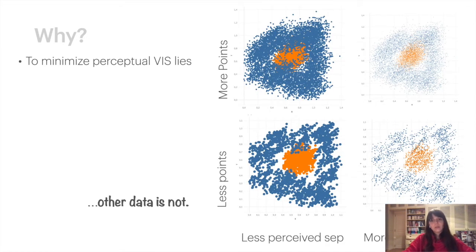However, in other examples, the data is more ambiguous. So in these 4 scatter plots, you again have different sample points and different marker sizes. However, in some of them, there's more perceived separability, and in some of them, there's less perceived separability, even though the data is the same. And we want to optimize, to create the optimal scatter plot here.